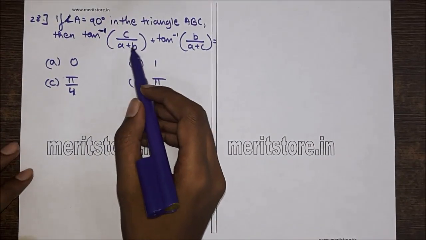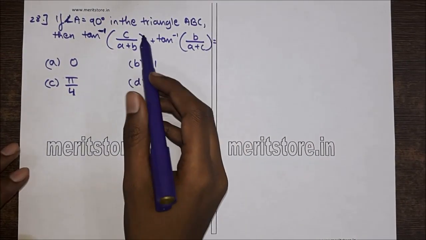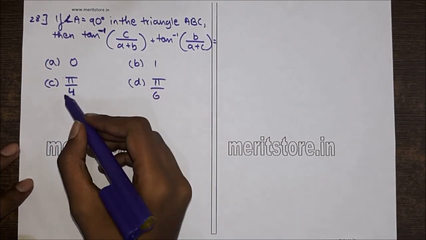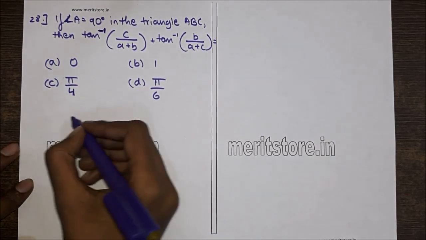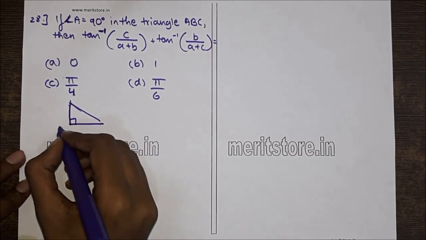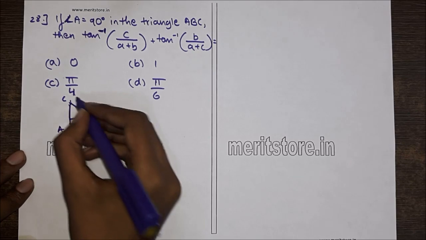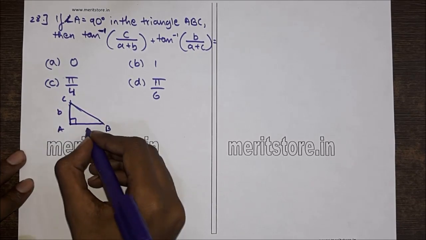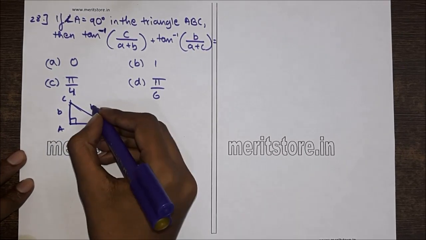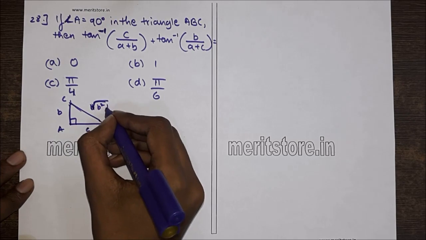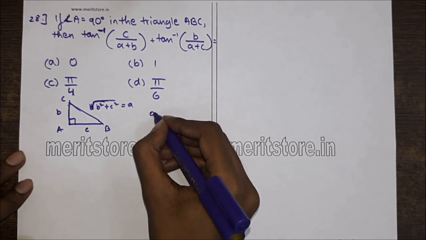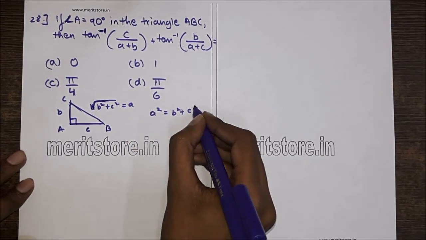If angle A is 90 degree in the triangle ABC, then tan inverse of C by A plus B plus tan inverse of B by A plus C is 0, 1, pi by 4 or pi by 6. So first we draw a right angle triangle. This is 90 degree. This is A, B and C. So if AC is B, AB is C, then the hypotenuse is root of B square plus C square, which is A. So A square is B square plus C square.